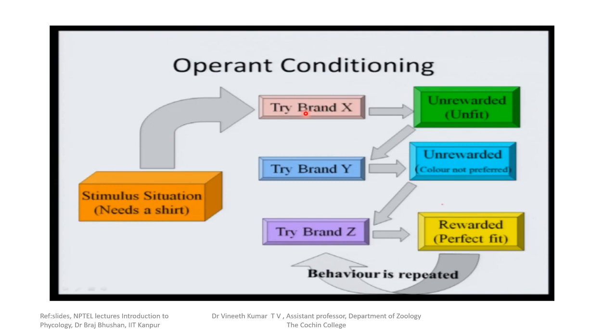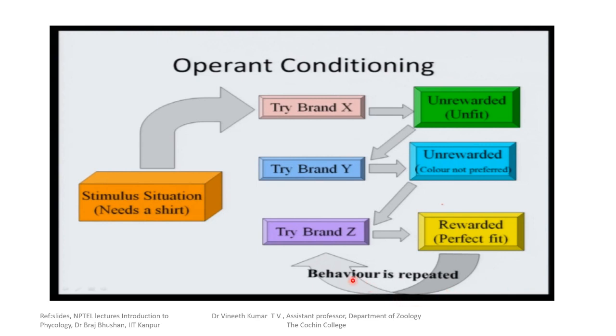So the first brand, which was X, was unfit for me, so I'm moving to brand Y. Brand Y is fit, but the color is not appealing to me. So that is also an unreward from brand Y. Next, I move to brand Z, and it was rewarded. That means it is a perfect fit with the perfect color. So what happens here is, I went to that particular shop for the first time. That was a new shop in the area. I tried brand X, then brand Y, and then brand Z, and I got a perfect fit with the perfect color.